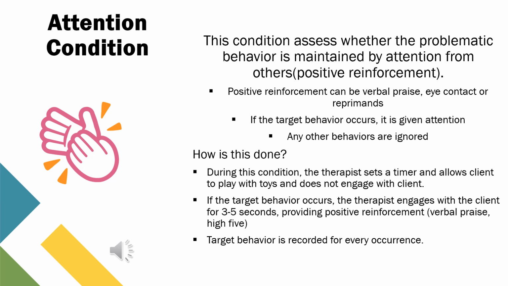Next, we have the attention condition. In the attention condition, the therapist wants to assess if the behavior is maintained by attention. Attention in this instance can be eye contact, verbal praise, high fives, or reprimands, such as saying no. A timer is set and the client is allowed to access toys. If the target behavior is observed, it is recorded and attention or positive reinforcement is given. This is illustrated in the next slide.